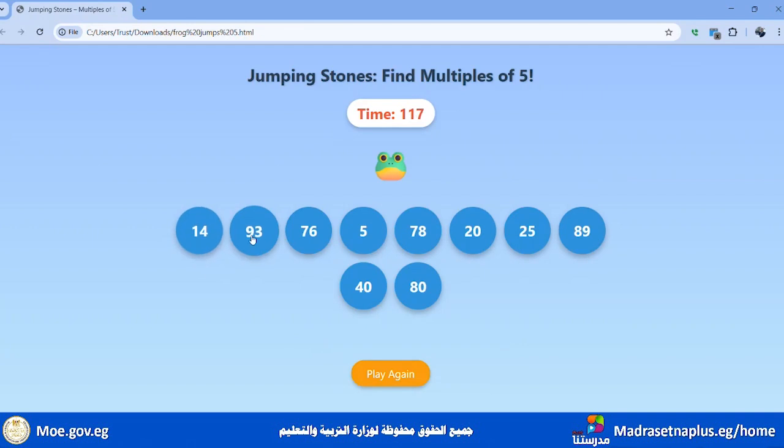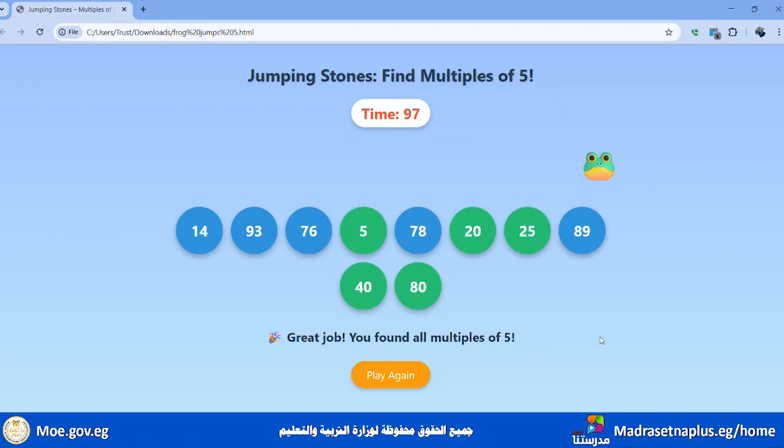14 is not. 93 is not. 76 is not. 5 is a multiple. 78 is not. 20, yes. 25, yes. 40, yes. 80, yes. So, great job. You found all the multiples of 5.